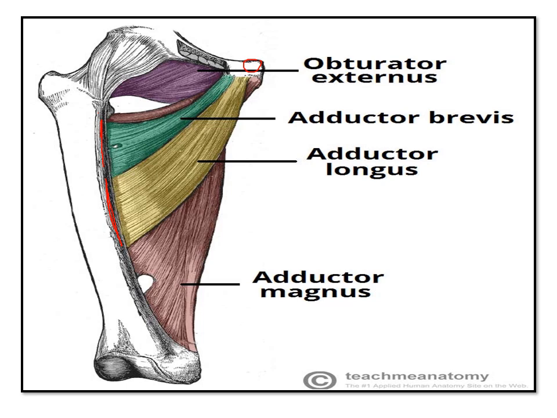Then finally, we have the gracilis muscle and the obturator externus muscle. The gracilis muscle tends to originate from the body of the pubis and the inferior ramus of the pubis, just as shown in the image.